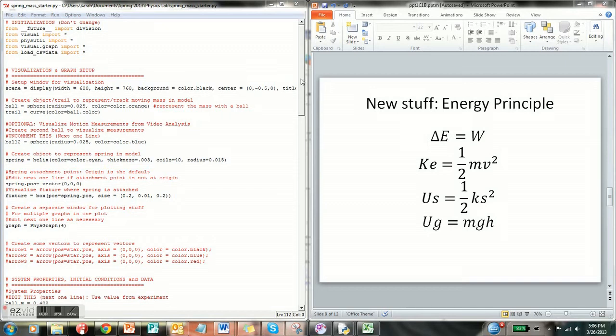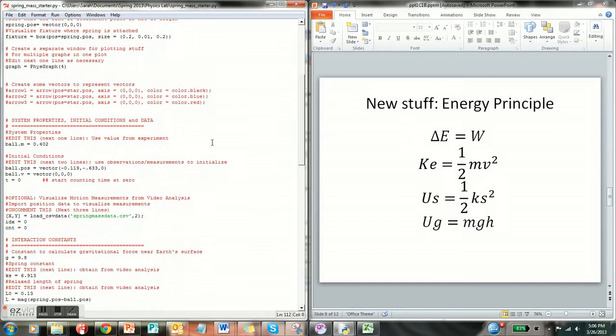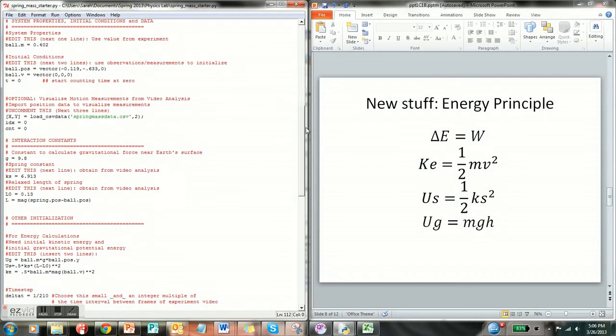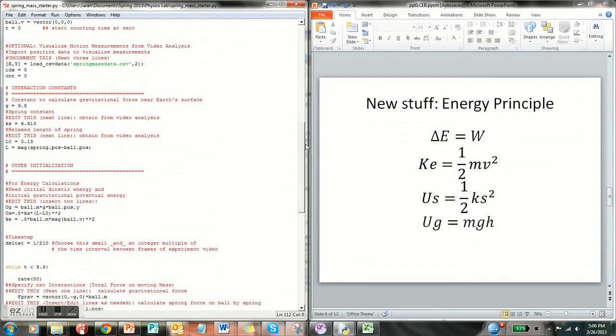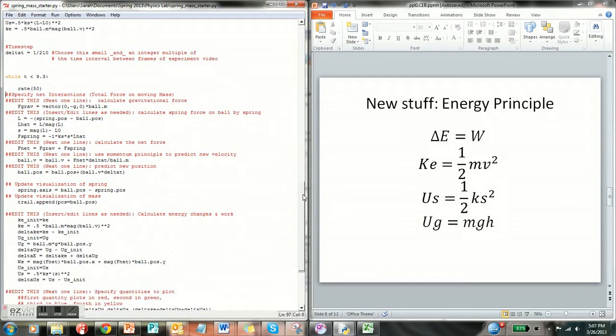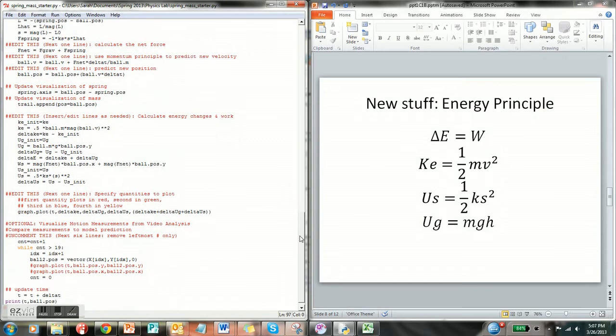Here's my model. I put in the correct mass, which is 0.02, and then I put in the initial position that I found in Tracker. This is important because these systems are very sensitive to initial conditions. I used the momentum principle to update the position, which is right here, and we've done that a billion times in lab. And then here are all of the energy principles that I just explained to you, the KE, UG, US, and work is in there too.